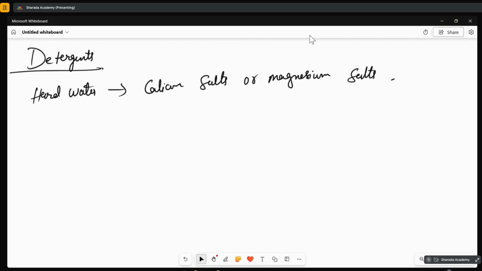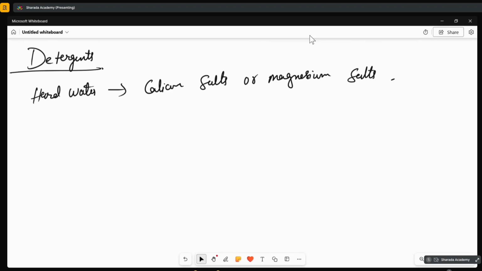So if the water contains calcium or magnesium salts, then it is called hard water. Soaps do not work well with hard water. What is the reason? Soaps contain the sodium salts of carboxylic acid chains. They react with calcium and magnesium salts and form a precipitate, so they don't form much lather. Because of that, you need to put more soap. That is one reason.